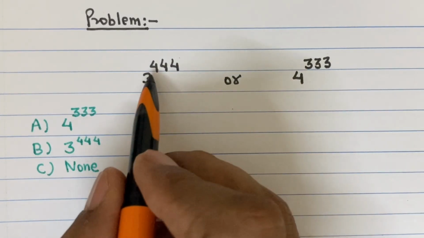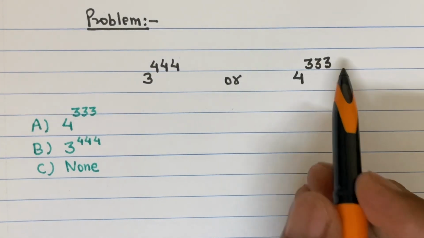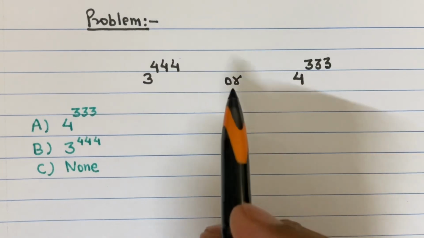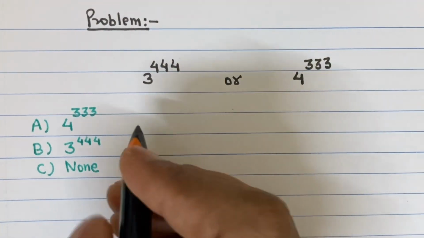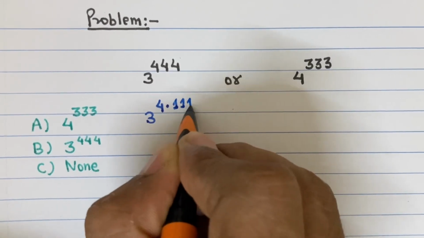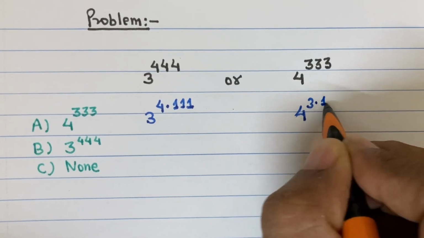Which number is larger, 3 to the power 444 or 4 to the power 333? To find this, the very first thing we need to do is to rewrite these exponents. So this can be written as 3 to the power 4 multiplied by 111, and 4 to the power 3 multiplied by 111.